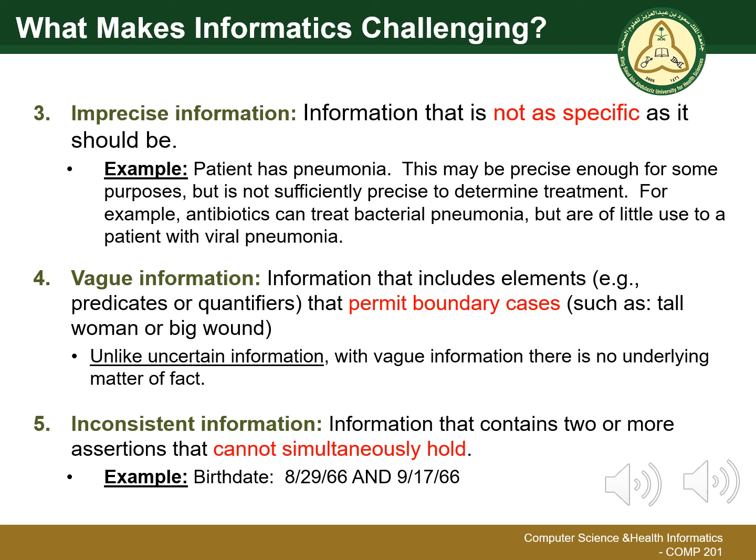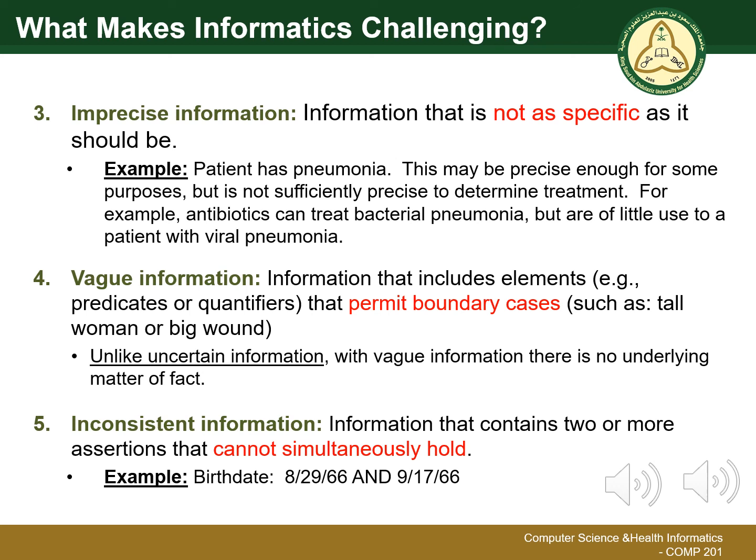Fourth, vague information, which is information that includes elements, for example predicates or quantifiers, that permit boundary cases, such as tall woman. Okay, tall woman, which kind of tall? Or fat man, which kind of fat? So it's unlike uncertain information. With vague information, there is no underlying matter of fact.